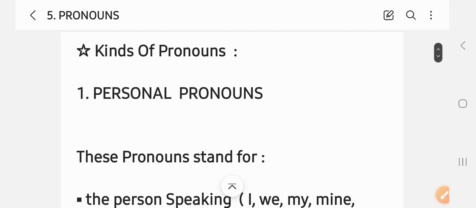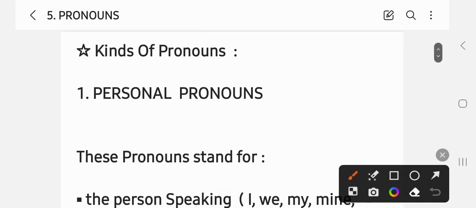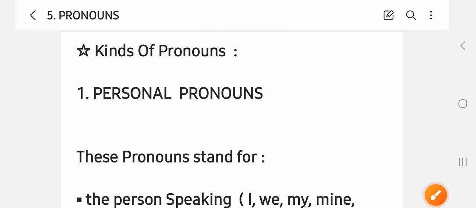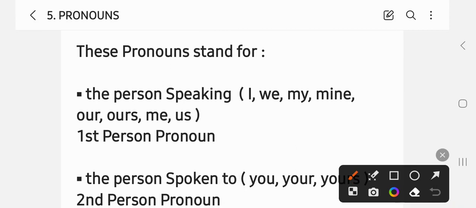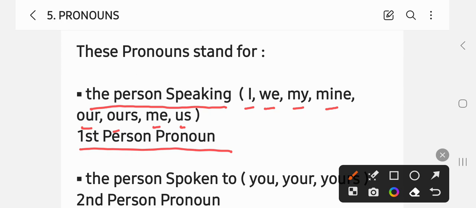Now let's have a look at the different kinds of pronouns. The first kind of pronoun is personal pronoun. What are personal pronouns used for? Personal pronouns are used for the person who is speaking. For example, I, we, my, mine, our, ours, me, us. This is the first person personal pronoun.